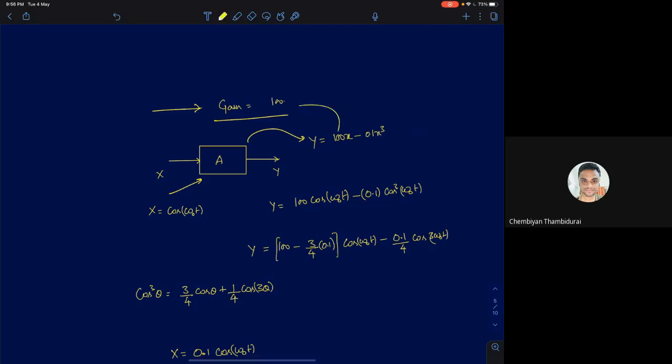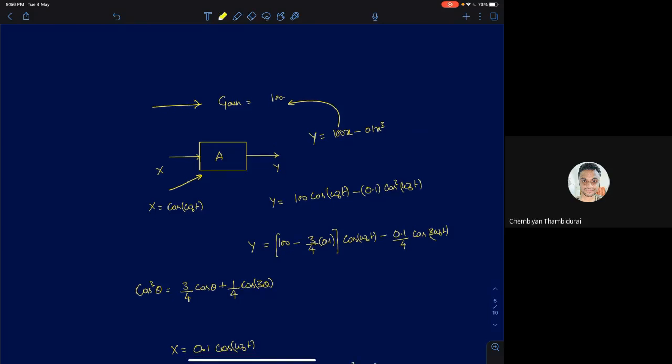So that's what we have designed. We have started to design an amplifier with a gain of 100, but it also comes with a nonlinear term. Now I'm going to feed an input of this type, x equals cos omega naught t. If I feed an input of this type, what will happen here? You're going to get 100 cos omega naught t, because of the input directly, the linear term. But you will also have another term, minus 0.1 into cos cube omega naught t.